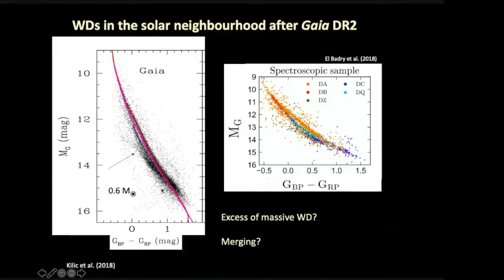And in this paper by Kilic et al. 2018, they overlay the cooling tracks for 0.6 solar mass stars, which is a typical mass of white dwarfs in this magnitude range. The red line is the hydrogen atmosphere models, the purple line is the helium atmosphere models, and you see this bifurcation here is not matched.